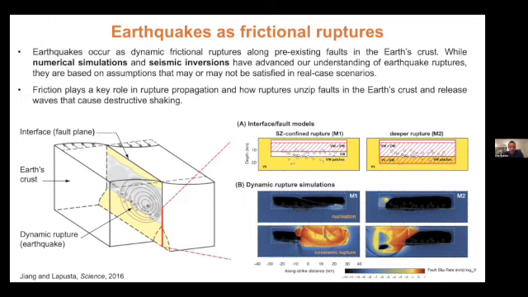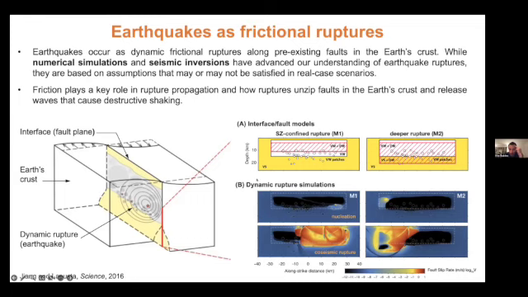At the same time, friction also plays a key role in rupture propagation, in key dynamic rupture issues, and it is a key ingredient in numerical simulations. For example, here at the bottom, I've got some examples from the Lapusta group, where certain earthquake scenarios are reproduced.